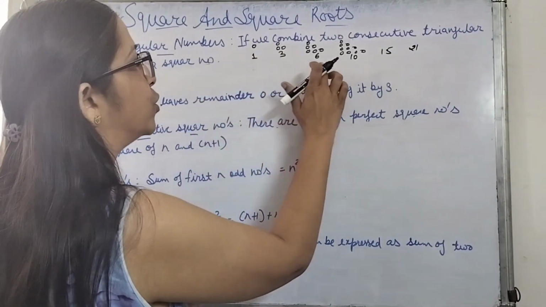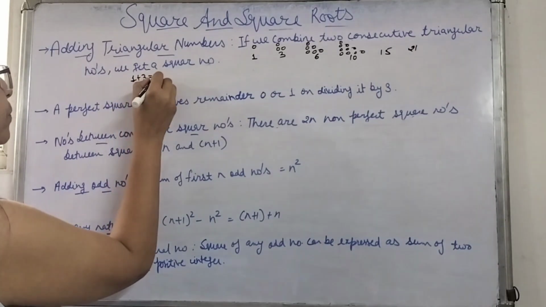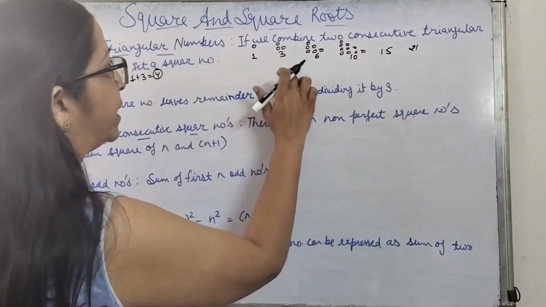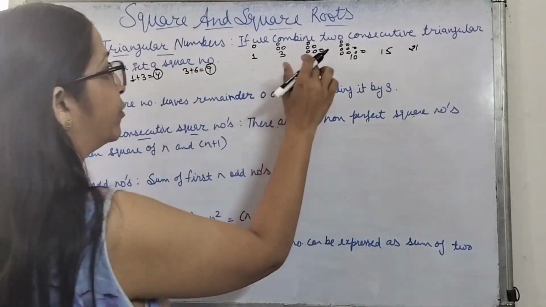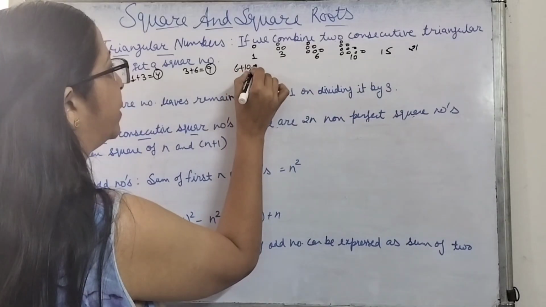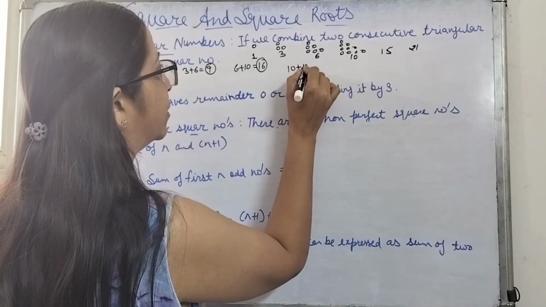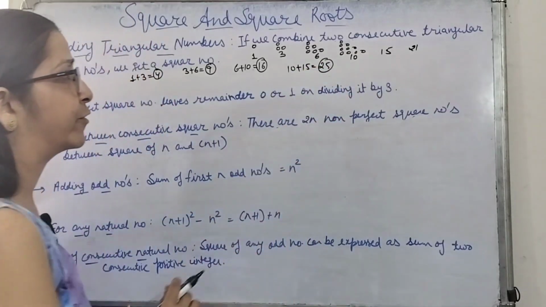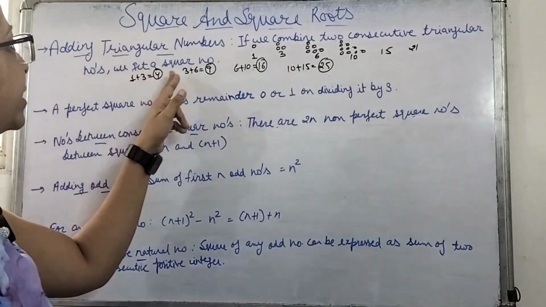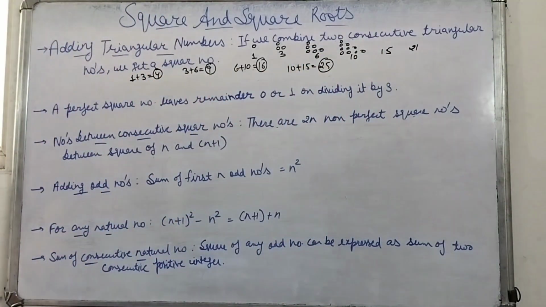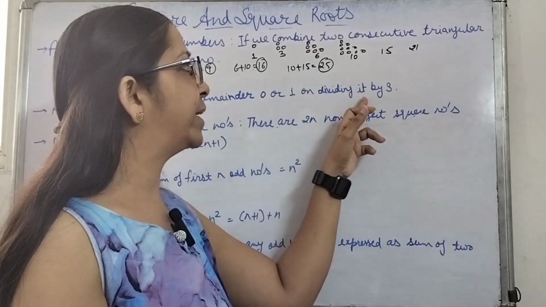If we combine two consecutive triangular numbers, like adding 1 and 3, we get 4, which is the square of 2. If we add 3 and 6, we get 9, which is the square of 3. If we add 6 and 10, we get 16, which is the square of 4. If we add 10 and 15, we get 25, which is the square of 5. So what we can see here is, if we combine two consecutive triangular numbers, we get a square number.